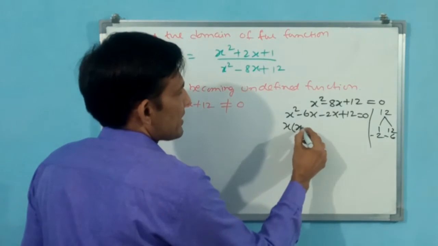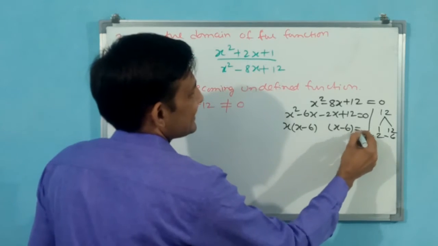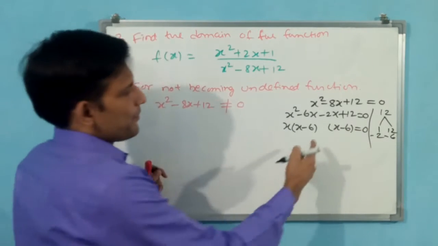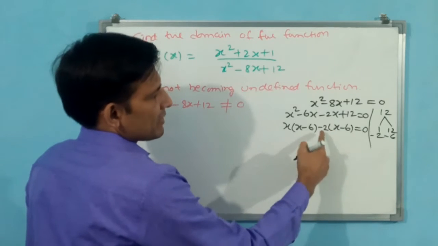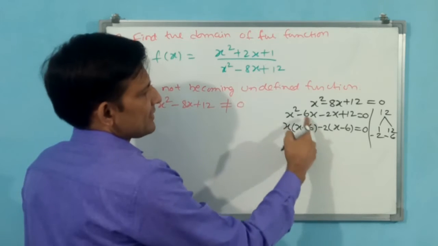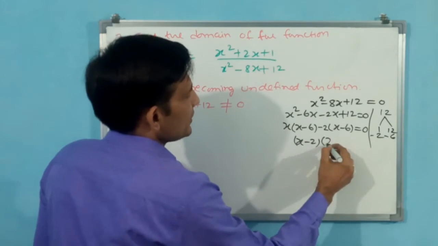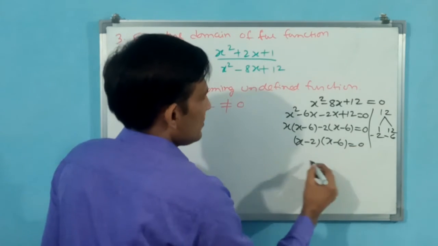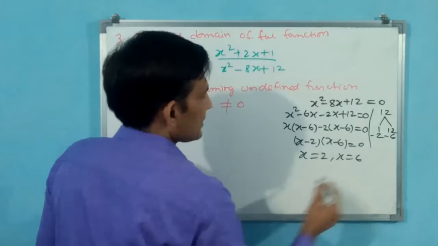I will take x common: x minus 6. Here also x minus 6. Now you see what you can write: minus 2. Why? Because minus 2x plus 12, and x square minus 6x. Now x minus 2 into x minus 6 is equal to 0. x equal to 2, x equal to 6.